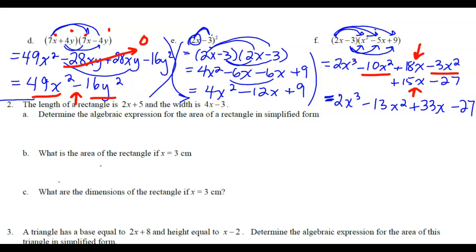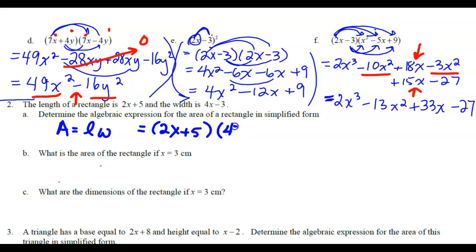Okay, so we're looking at the length and the width of a rectangle, and we need to determine the algebraic expression for the area in simplified form. This is really a model of how we can consider multiplying binomials together, or any polynomial. The area is length times width. We're told what the length and width are. In this case, it's 2x plus 5 times 4x minus 3.